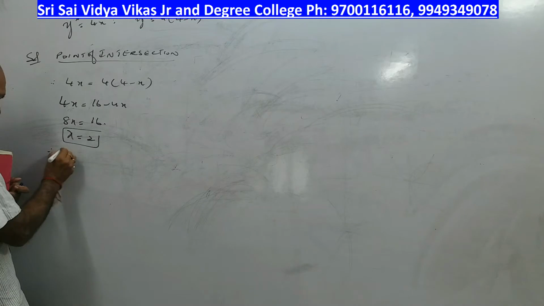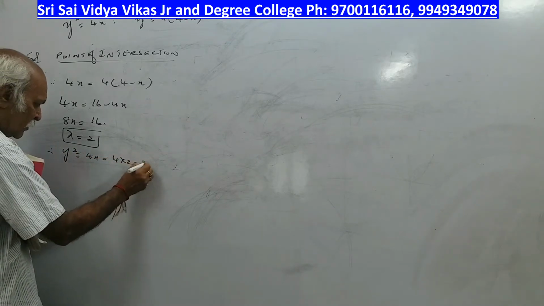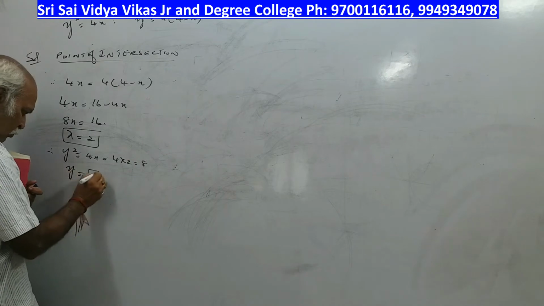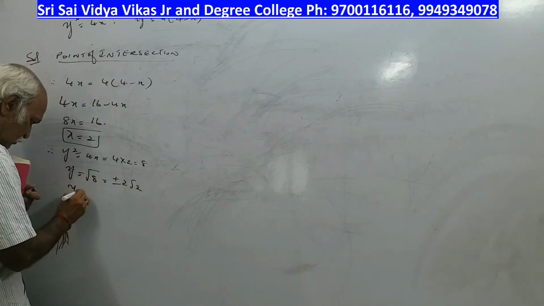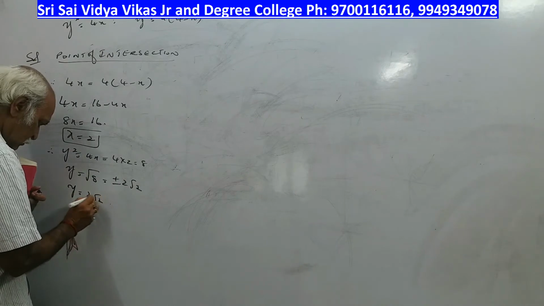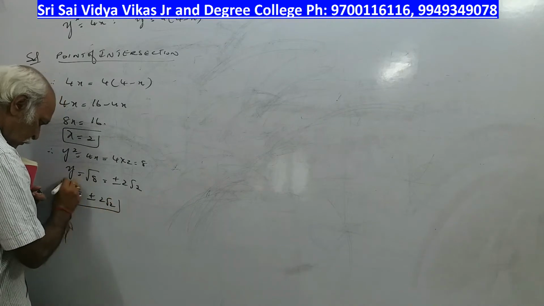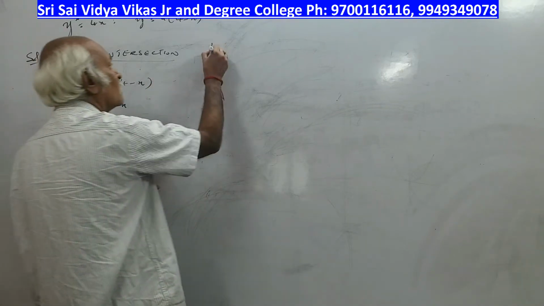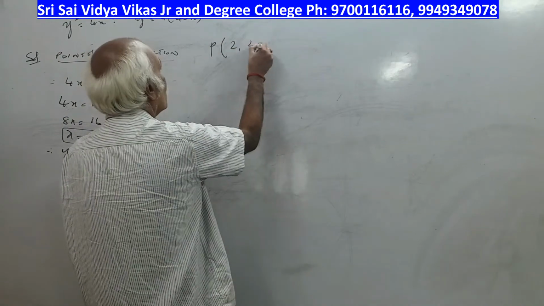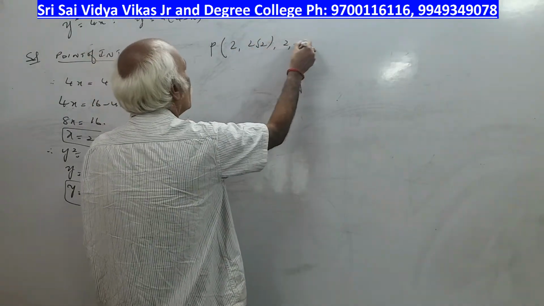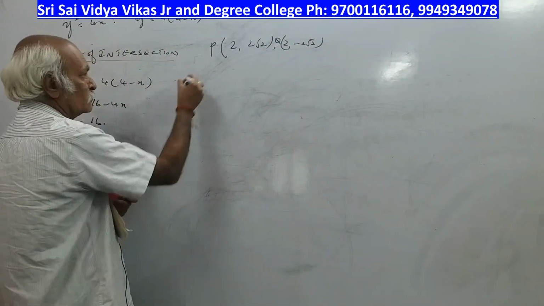Therefore y square is equal to 4x. 4 into 2 is how much? 8. So y is equal to root 8, which is plus or minus 2 root 2. So what is the point of intersection? 2 comma 2 root 2, 2 comma minus 2 root 2. Right?